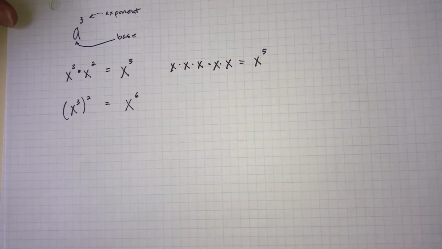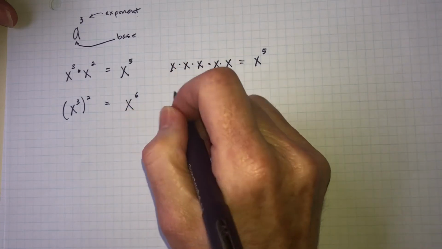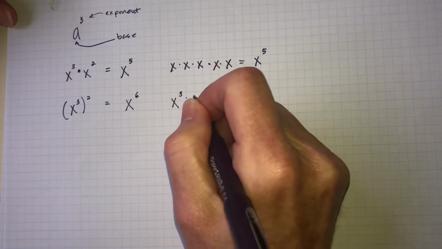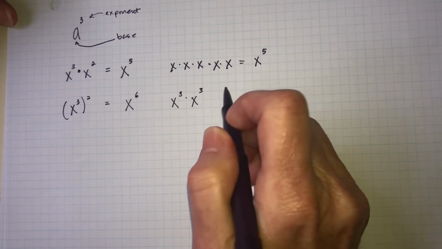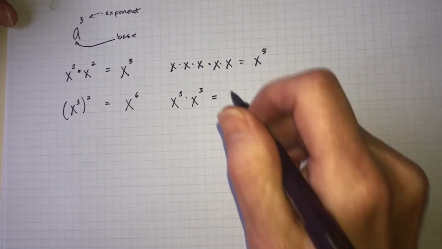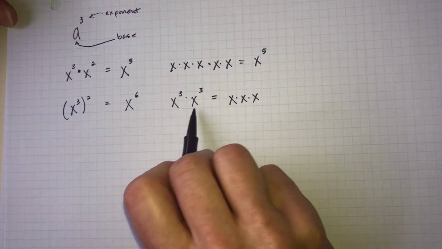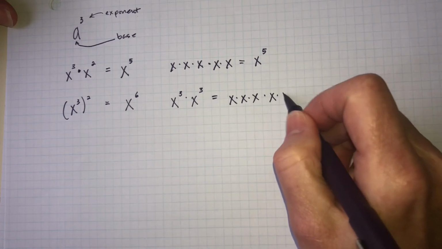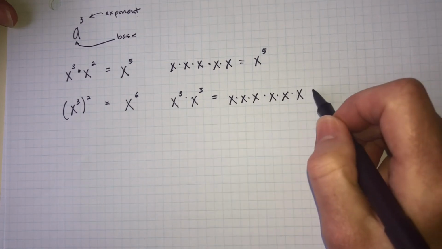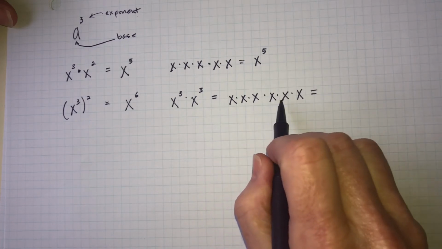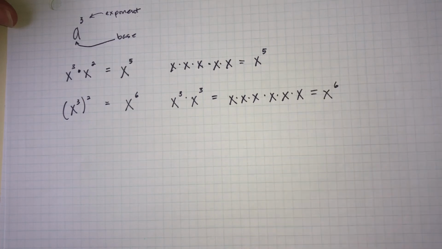Again, you can convince yourself because x cubed squared, we could rewrite it as x cubed times x cubed, right? And then we can expand each of those. So x times x times x for the first x cubed times another x times x times x for the second one gives us 1, 2, 3, 4, 5, 6 factors of x.